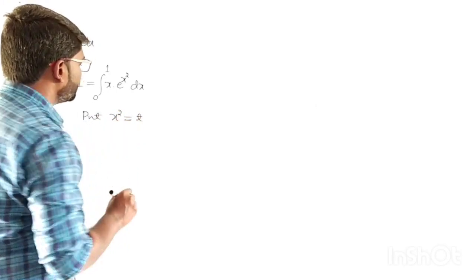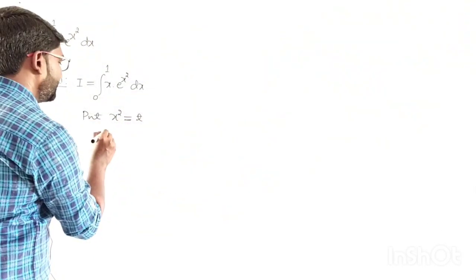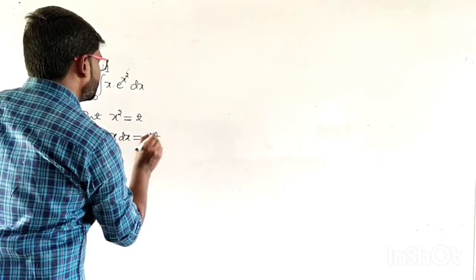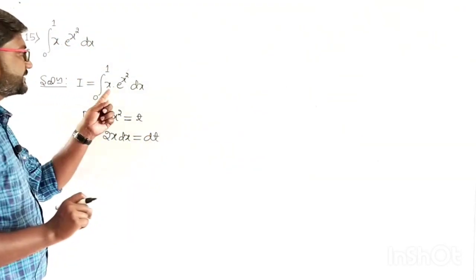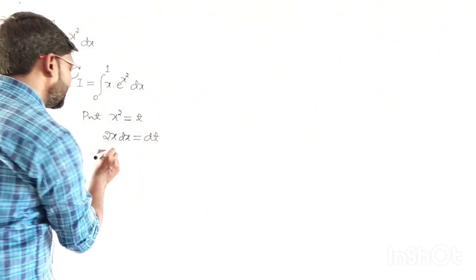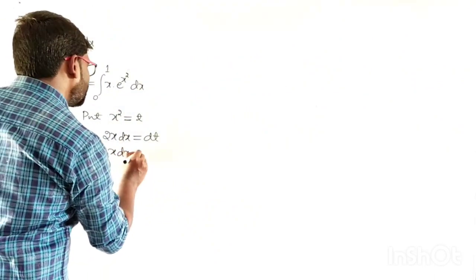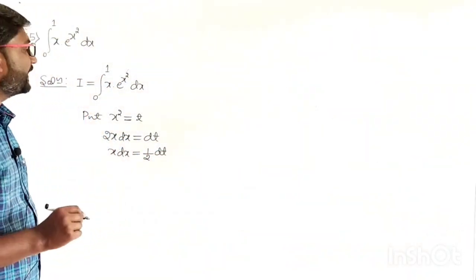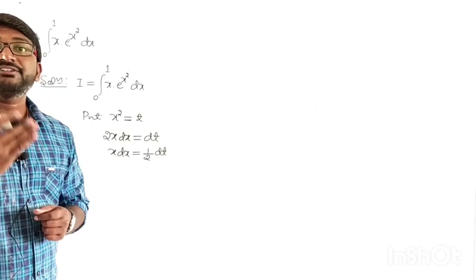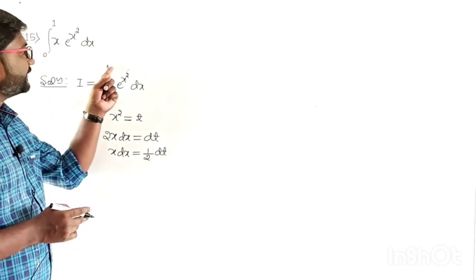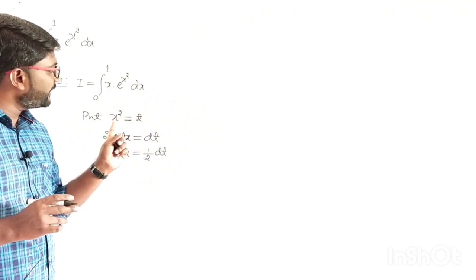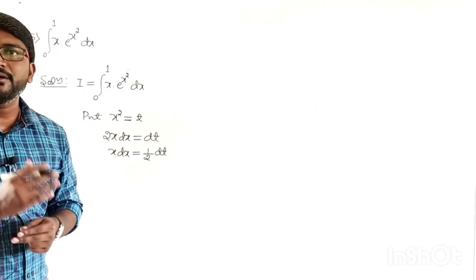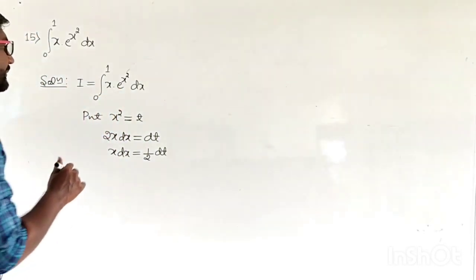Now differentiate both the sides with respect to x. We get 2x dx equal to dt. So here we need only x dx. So take 2 to the RHS. x dx is equal to 1 by 2 into dt. So now as you are going for the substitution, the limits will also change. These limits are for the variable x. Now you have substituted x square as t. That means the integral will be reduced in the variable of t. So we have to change limits as well.